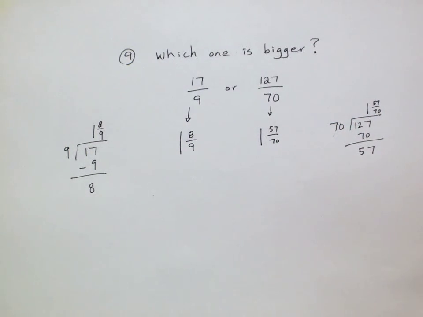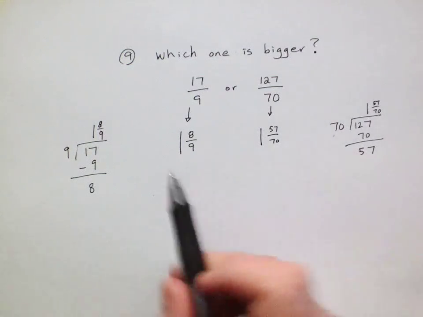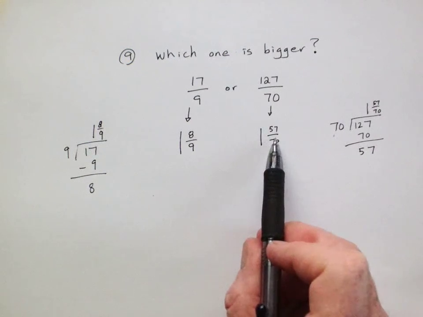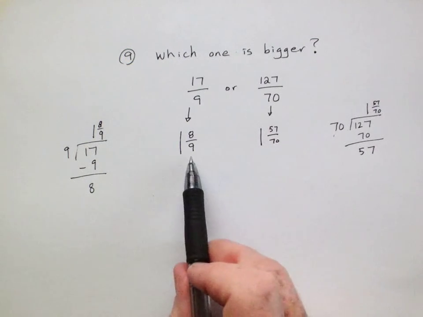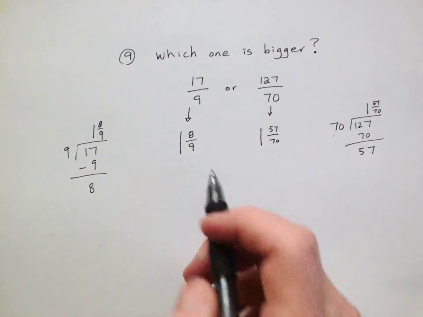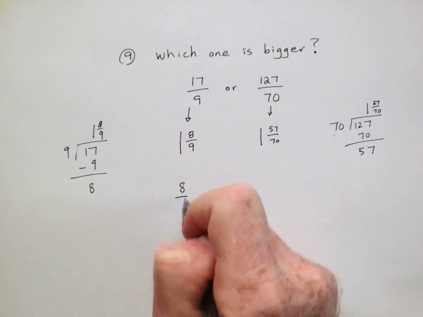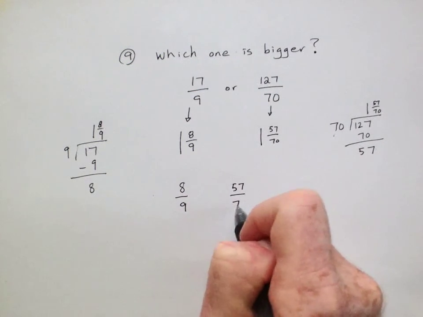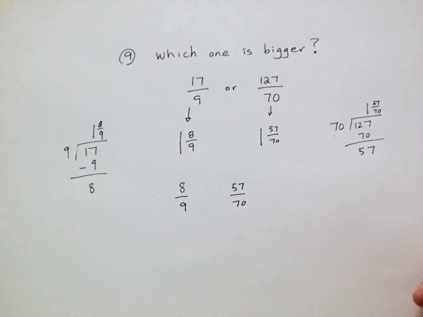Well, that makes it just a little bit easier, but not by a lot. So this is 1 and some change. This one is 1 and some change. So the 1 parts, when you're comparing them, the 1 doesn't really matter. Those are the same. So really we need to know 8/9, how does it compare to 57/70ths? Which one is bigger?